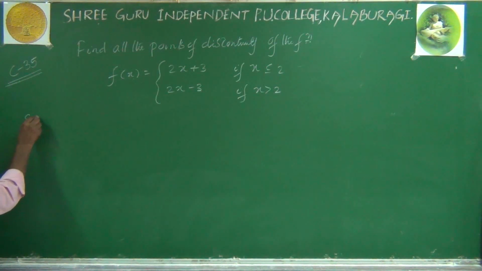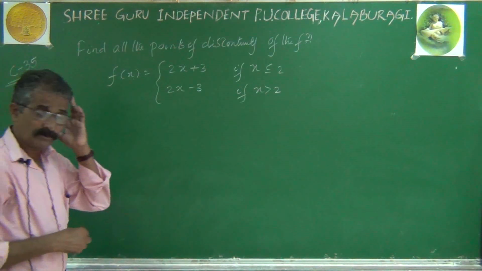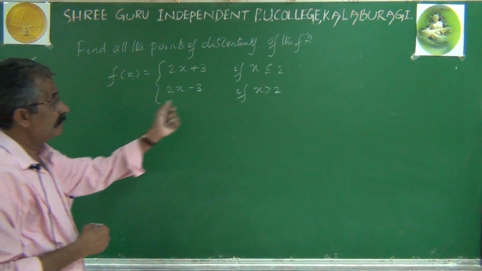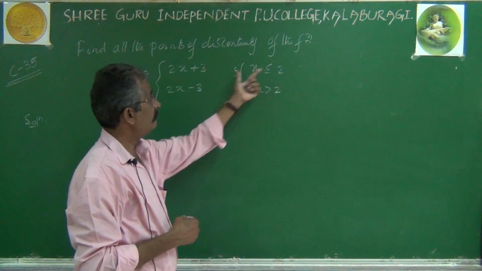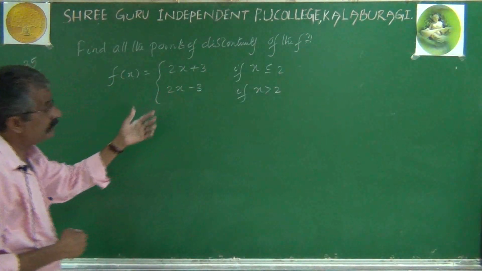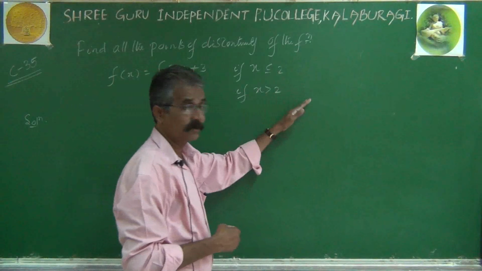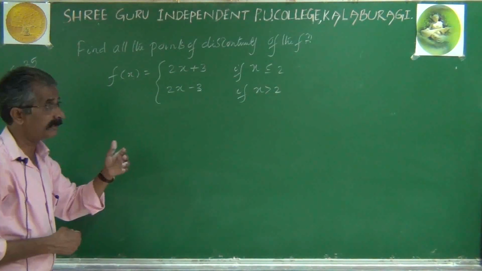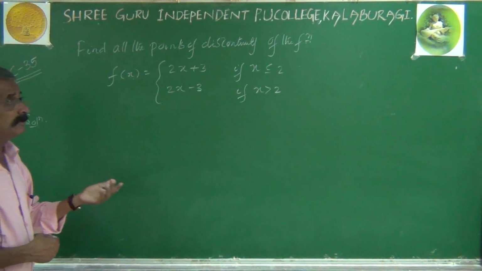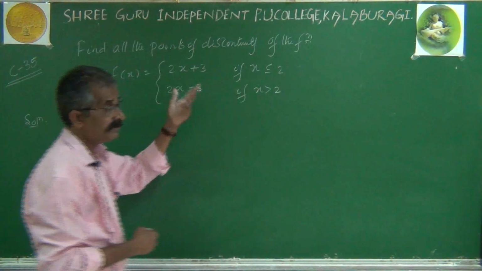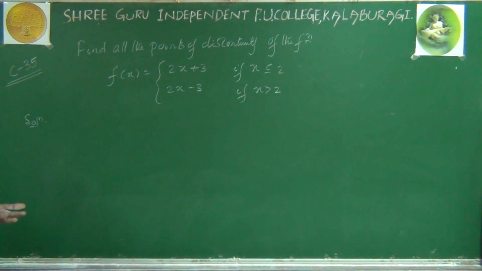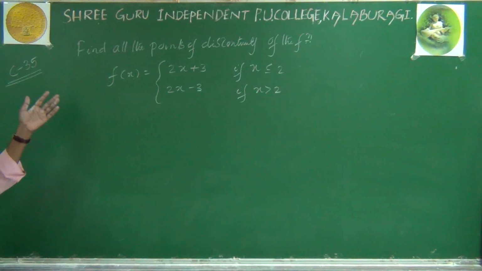Solution. From this problem, what we can mean is that for x less than 2, we may not get points of discontinuity. For x greater than 2, we may not get points of discontinuity. At x equal to 2, we may get discontinuity or continuity. So we have these cases.